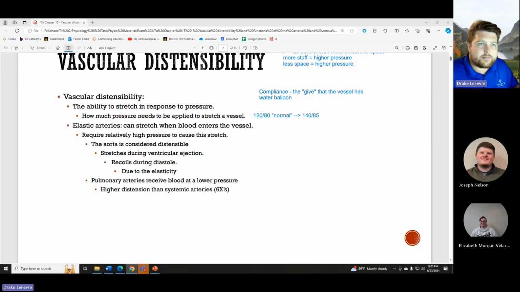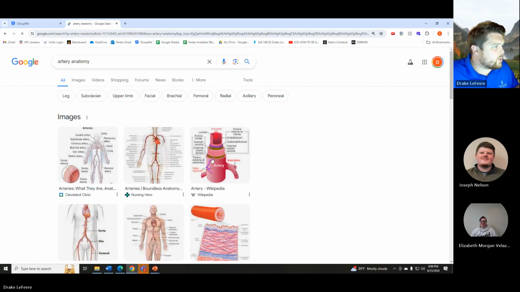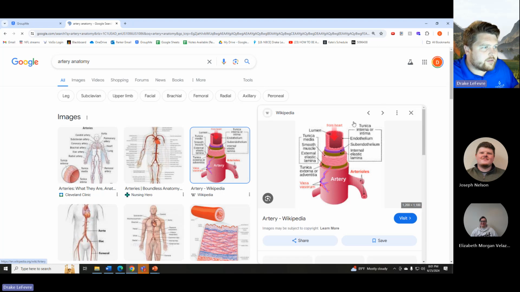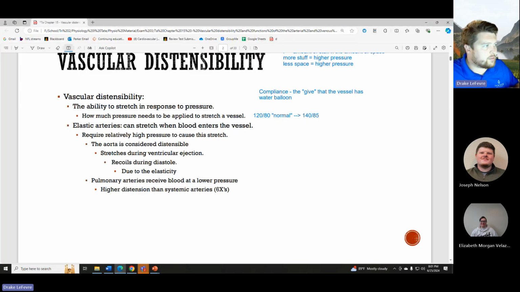Artery anatomy. We look at our arteries and we have multiple different layers, including that elastic layer inside of it, the elastic lamina. There's multiple of them, as well as lots of muscle. So our arteries are built to be very stretchy, and they have all of that muscle to help move blood.